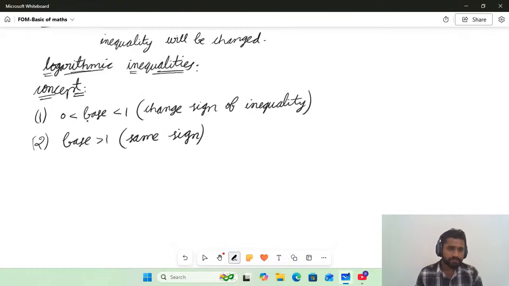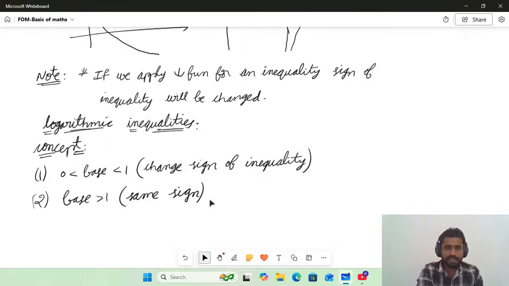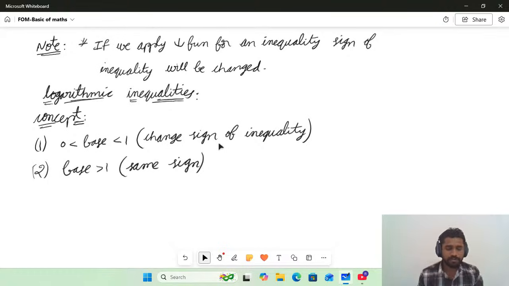Similarly, if the base is between 0 and 1, the graph of logarithm is a decreasing function. And what is the note point we have discussed here? If we apply a decreasing function to an inequality, the sign of the inequality will be changed. By applying it, it will be changed. By removing also, it will be changed.